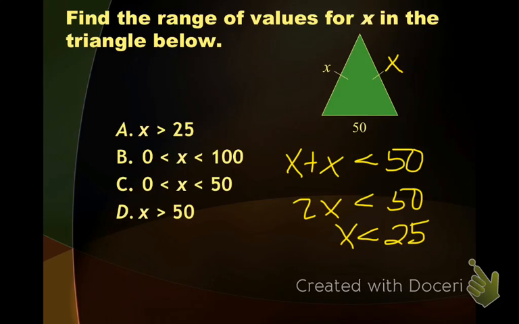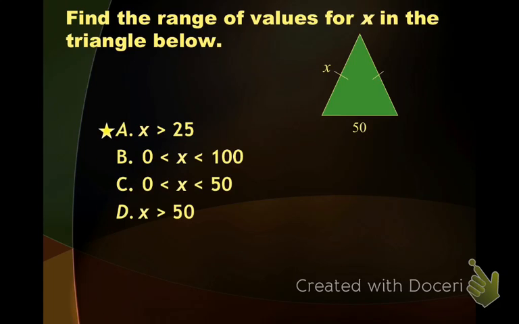I've got that backwards. Let me correct these inequalities. No, x has to be greater than 25. The sum of these two sides has to be greater than that third length. And of course their difference, which is 0, is less than 50. So we're looking at values for x that are greater than 25. That's going to match our answer choice A much better.